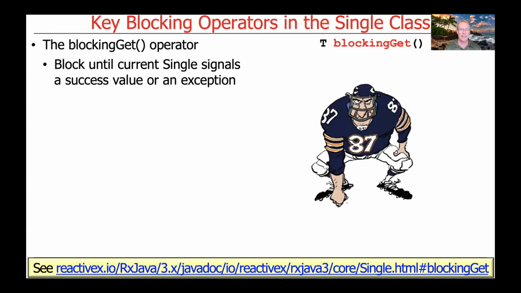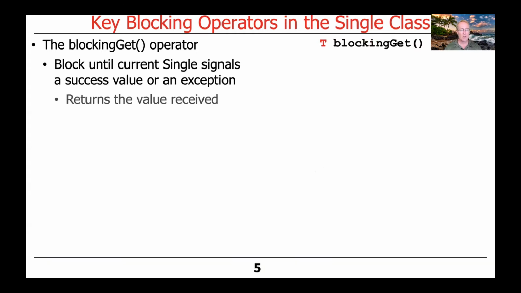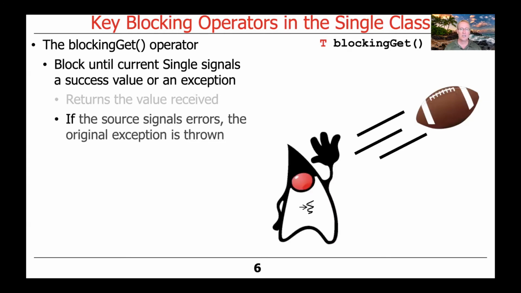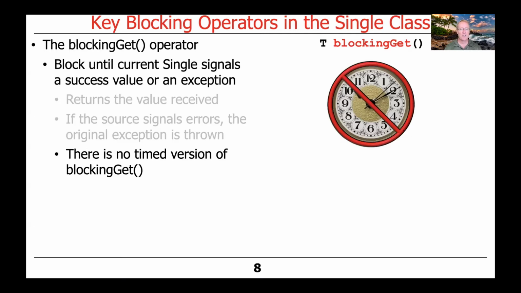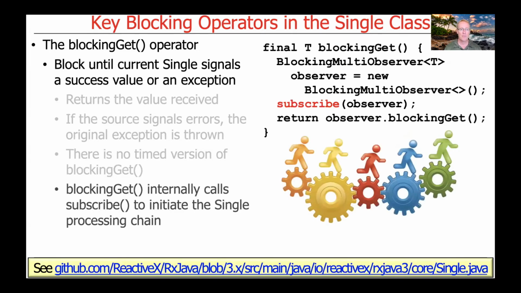As the name suggests, blockingGet can be used to block the calling thread until the current Single signals a success value or throws an exception. If all goes well and no exceptions are thrown, then the value that's emitted by the Single is returned to the caller. Otherwise, if the source signals any errors, the original exception will be thrown. Any checked exceptions will be wrapped in a runtime exception, which makes exception handling easier to program. Interestingly enough, there's no timed version of blockingGet. So it's essentially an all or nothing proposition. You either wait for blockingGet to complete successfully or until an exception is thrown.